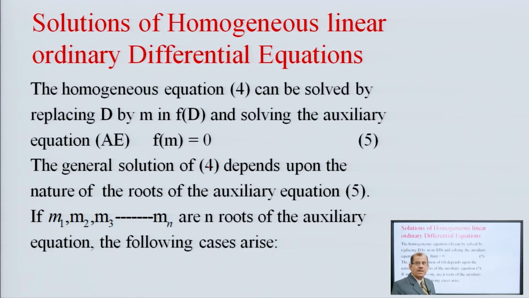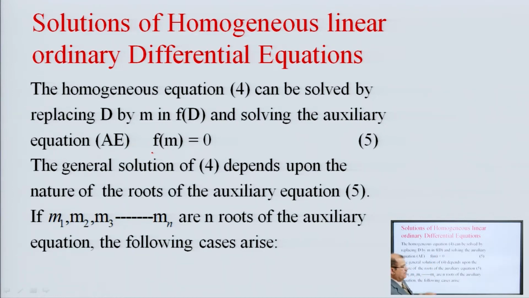Solution of homogeneous linear ordinary differential equation. How do we find the solution of the linear differential equation? The homogeneous equation 4 can be solved by replacing D by m in f(D), means we have to convert the operator equation into the form of an algebraic equation, and solve the auxiliary equation f(m) is equal to 0, means operator f(D) is changed to f(m) is equal to 0.